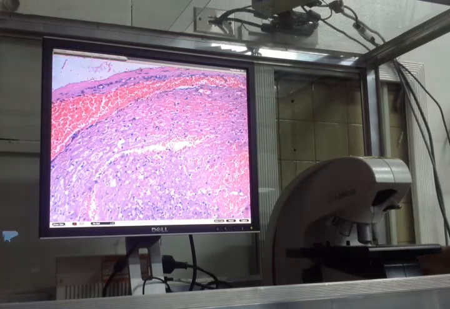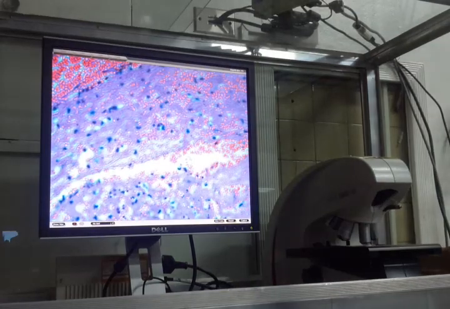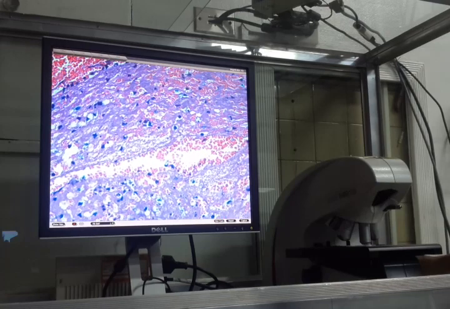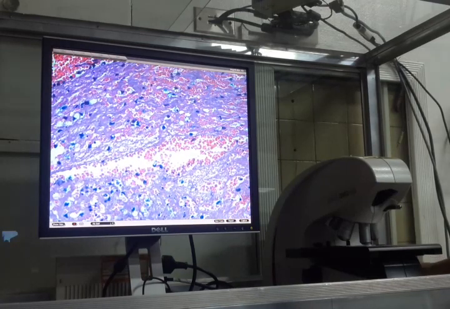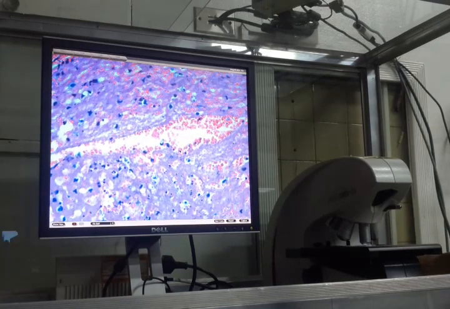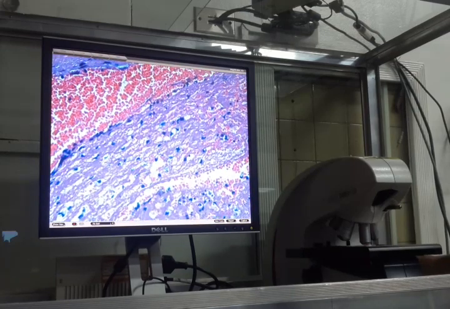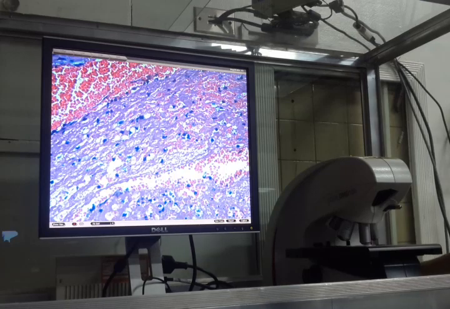Can you see that? There. That's recanalization. This is the thrombus. This is the lumen of the blood vessel. This is the new lumen because of recanalization. Okay?